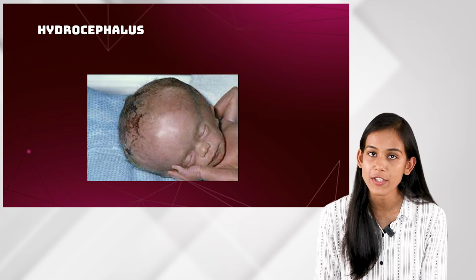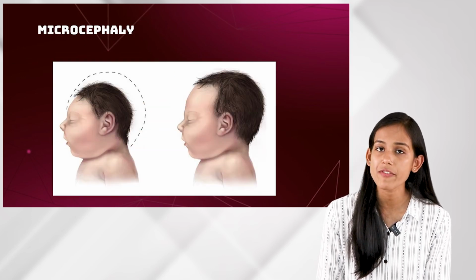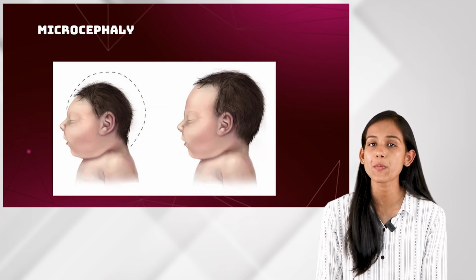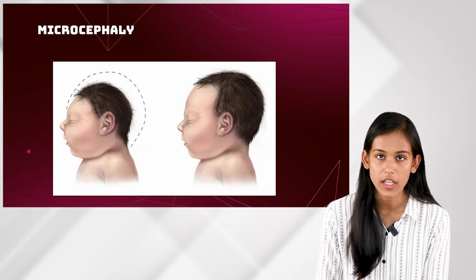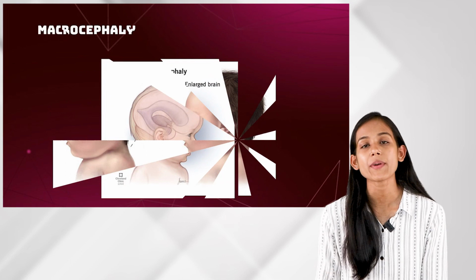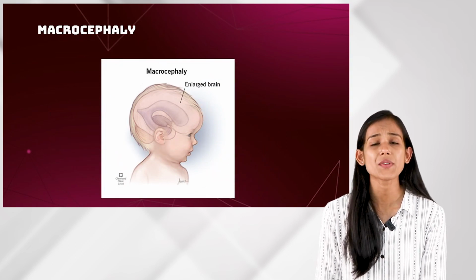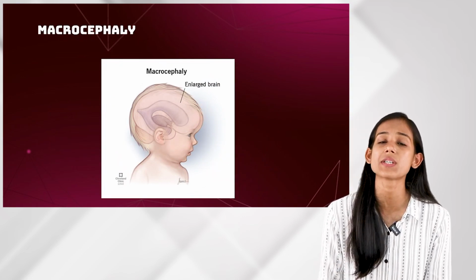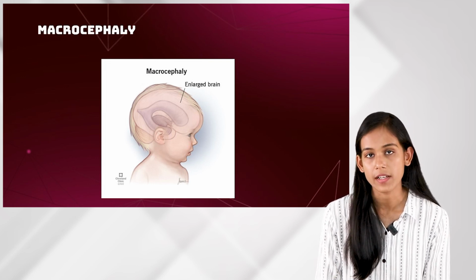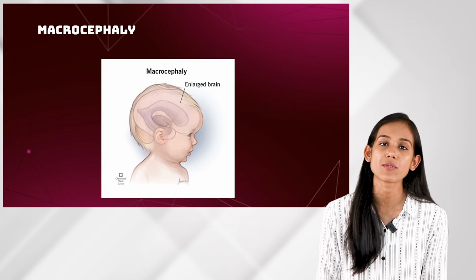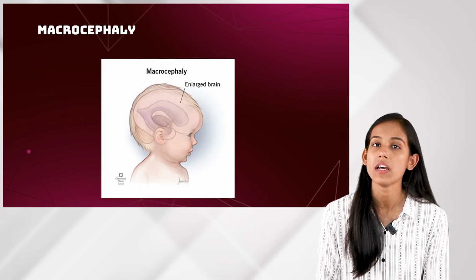Next we have microcephaly, where we have two pictures here. I think you can understand that here the head is small. So that is microcephaly. Likewise, we have macrocephaly, where you can see the size of the head is relatively larger, and that is because of the enlarged brain. What the causes of macrocephaly are, we would learn when we learn about macrocephaly. These are some of the congenital anomalies related to the central nervous system.